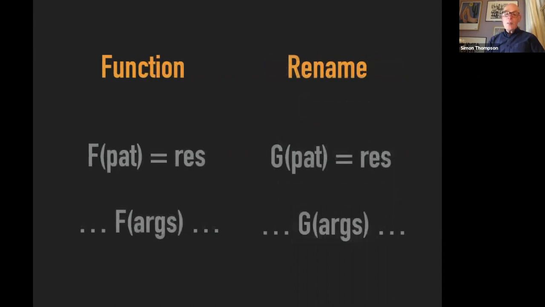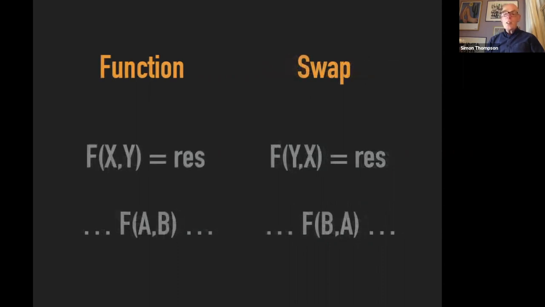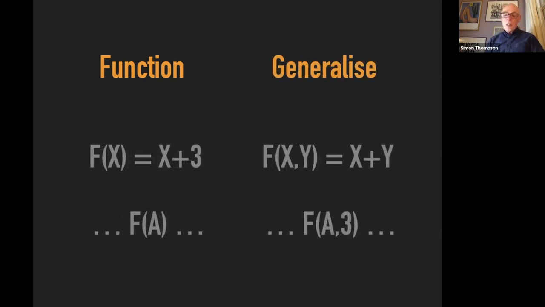So, for example, if what we're doing is renaming, we're turning F to G. If what we're doing is swapping arguments, we're behaving in this way, and it involves visiting those same pieces of the code. If what we're doing is generalizing, here we've got a function F, which is X plus 3, and we have an application to A. If we replace 3 by Y, we then have to add 3 as an extra argument in every application. So with all of these, what we're doing is transforming the definition in one way and all the applications.